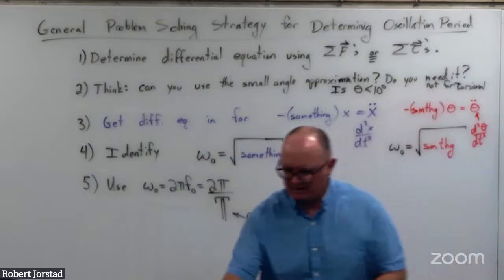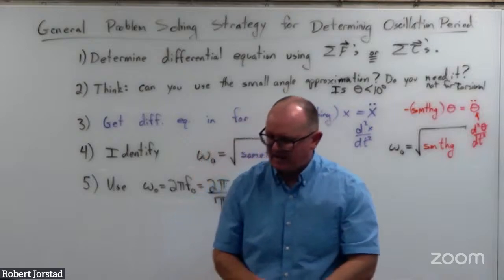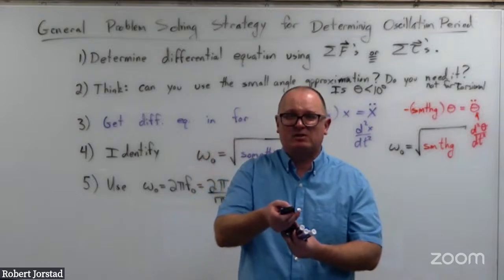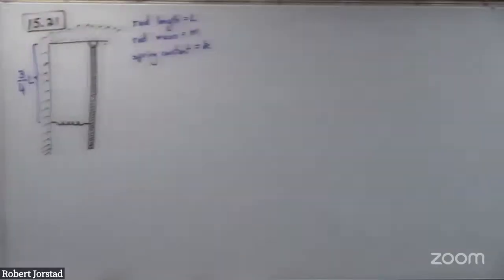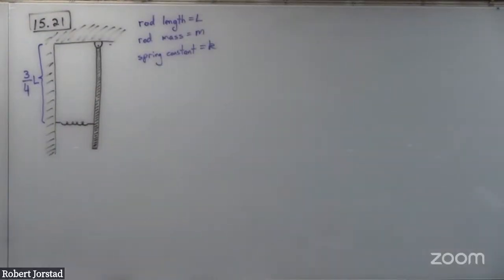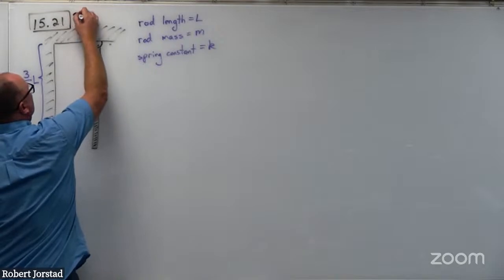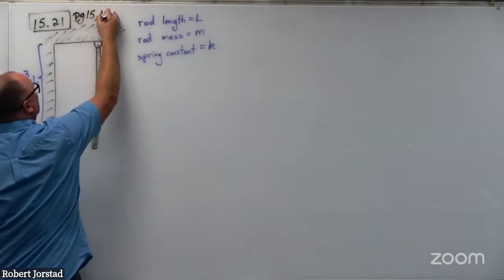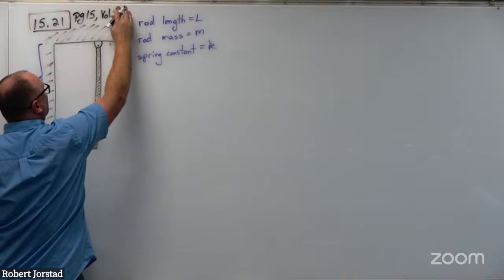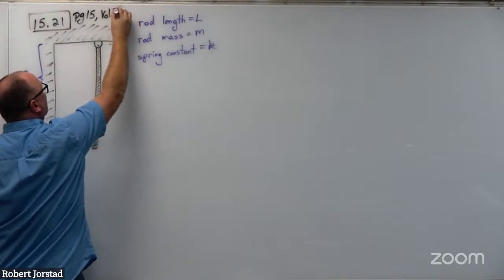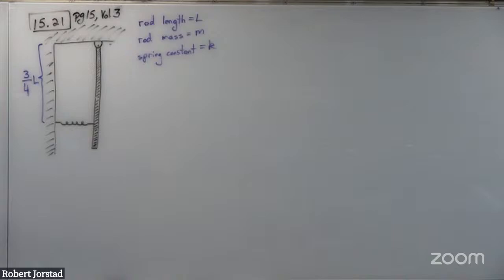And now, let's go ahead and look at an example and see how this works out. We want to go to board 2, I think. This is equation 15.21 in workbook volume 3, on page 15. If you need to see the solution, I'll give a link to that somewhere in the comments.